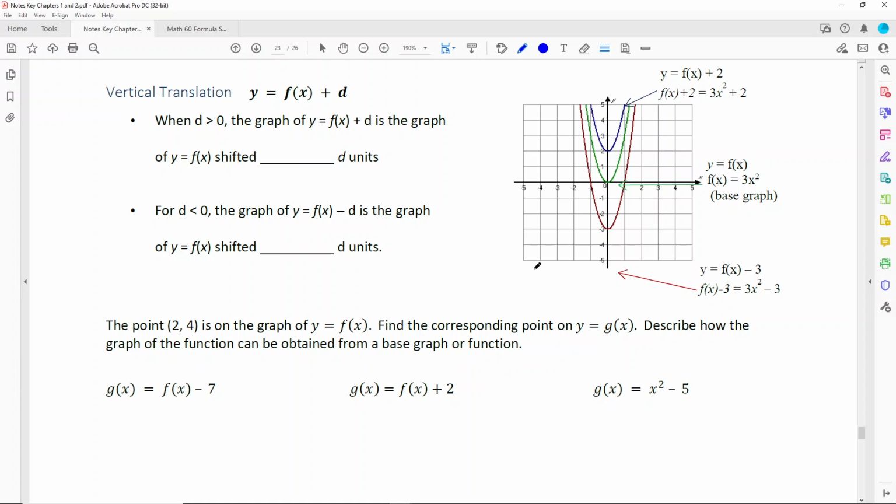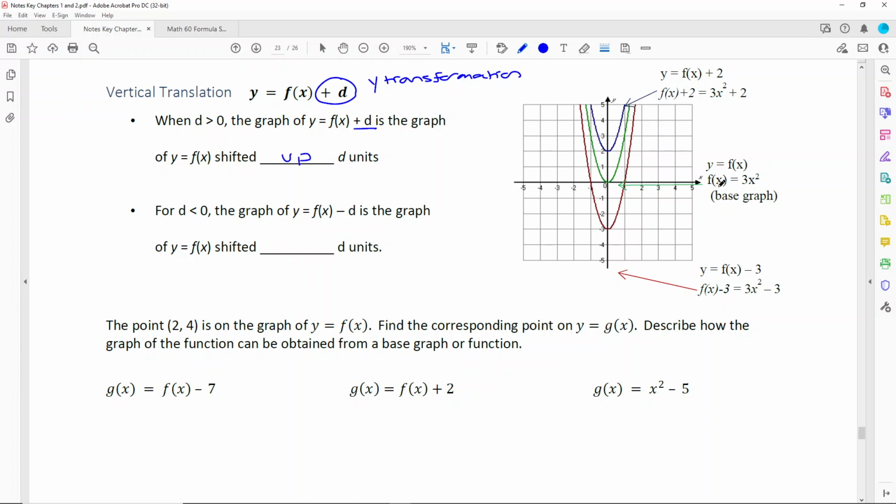Our last transformation that we have to cover before we tie it all together is D. D is not in the bracket with X, so it's a transformation on Y. So it's a Y transformation because it is not in the bracket with the X. What does it make it do? Well, anything with Y is as it should be. So if it looks like a plus D, you go up.